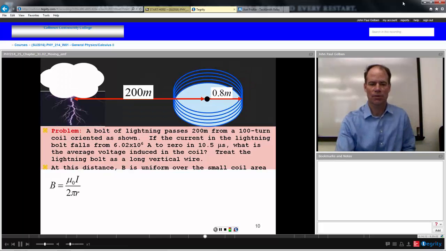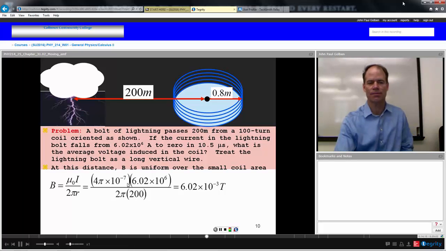So we can calculate the magnetic field at that distance due to a long wire. Mu naught I over 2 pi r. Mu naught is 4 pi times 10 to the minus 7. We have 6.02 times 10 to the 6 amps. And 2 pi, we're 200 meters away. So that field is 6.02 times 10 to the minus 3 Tesla.